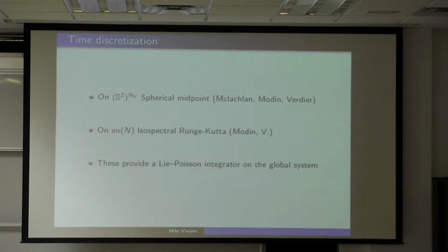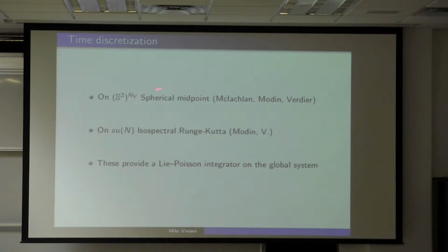So now we've seen just the spatial discretization, and to solve our PDE, we need a time discretization. So we have a Lie-Poisson system on R^3, and the coadjoint orbits of this Lie-Poisson system are products of spheres. We know in the literature the best numerical scheme to solve Lie-Poisson systems on R^3, or products of spheres, is called the Spherical Midpoint, and was found in 2013 by McLachlan, Modin, and Verdier. And Klas Modin is my supervisor. And this year we found an analogous scheme for SU(N) to apply to the global system.